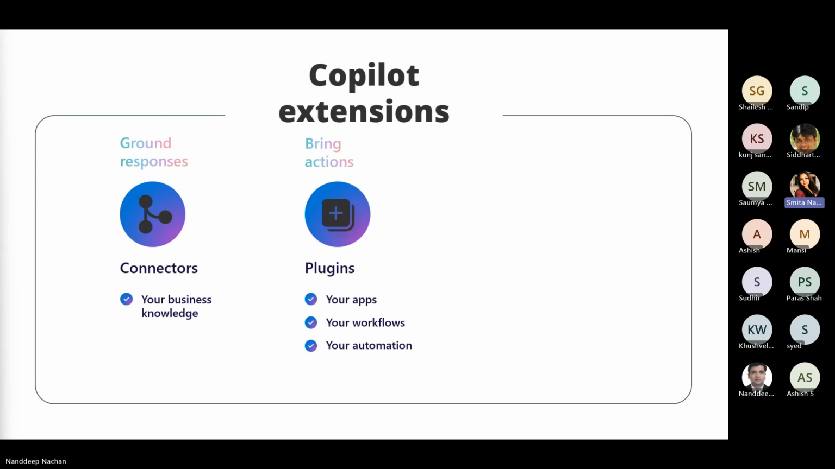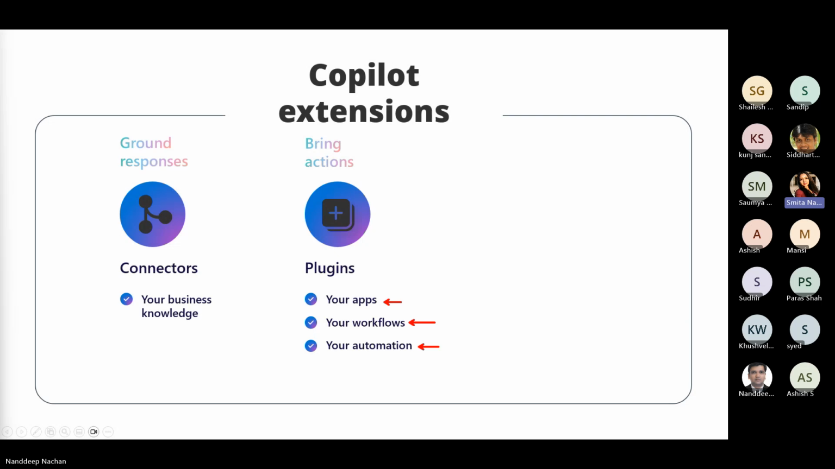Some of the key areas for plugins are your apps, your workflows, and your automations. When it comes to apps, Copilot can interact with company-specific applications, whether they are custom built or part of third-party services. For workflows, plugins can initiate predefined workflows, enhancing productivity by automating repetitive actions. And for automations, through plugins, Copilot can also leverage an automation platform, for example Power Automate, to execute multi-step processes.